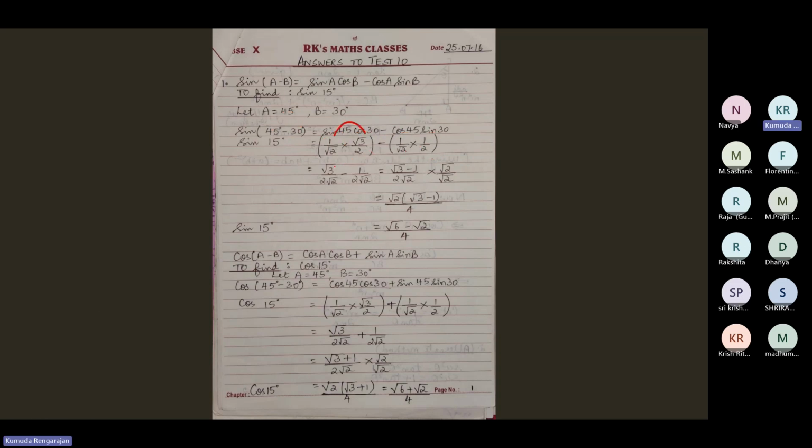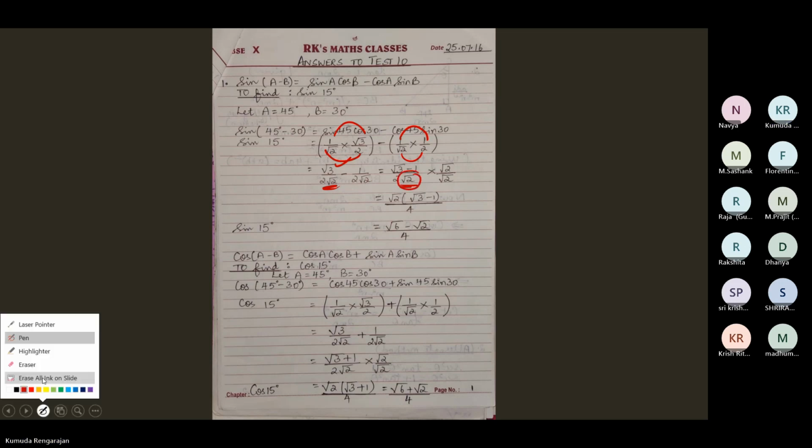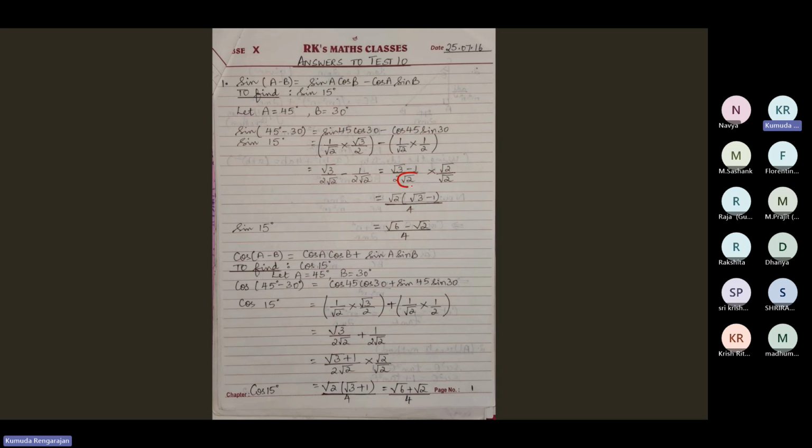1 into root 3 is root 3. 2 into root 2 is 2 root 2. 1 into 1, 1. 2 into root 2, 2 root 2. So common denominator 2 root 2. So you have root 3 minus 1 by 2 root 2. The denominator is irrational. You can see root 2 here in the denominator. So rationalize the denominator. Multiply and divide by root 2. So that gives you this, and further on multiplying, opening the bracket, you get root 6 minus root 2 by 4.